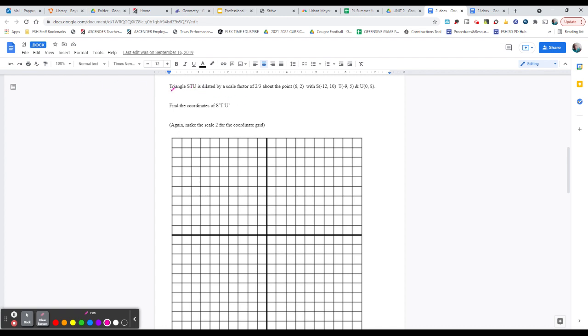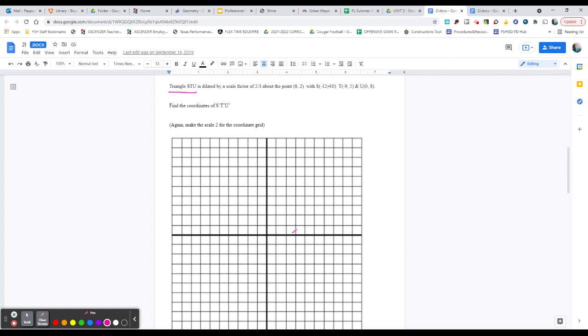I'm going to change one of these numbers up too. So triangle STU is dilated by a scale factor of 2/3 about the point (6, 2), with S at (-12, 10). I'm going to change that 10 to a negative 10, so it's going to be (-12, -10). T is at (-9, 5), and U is at (0, 8). And again, I'm going to use a scale factor of 2 for the coordinate grid, that way it's a little bit easier.